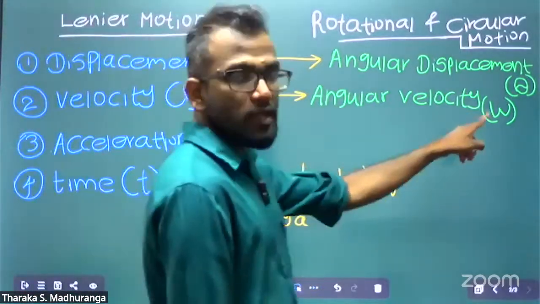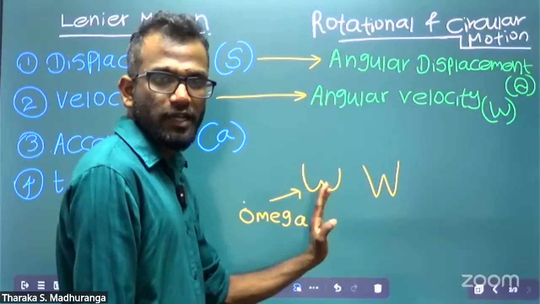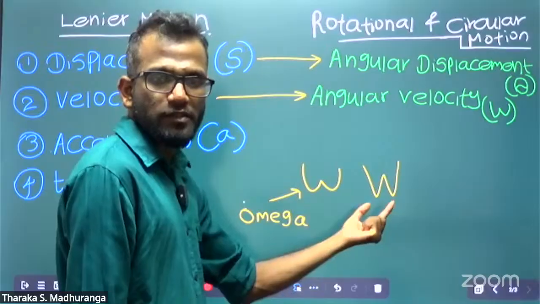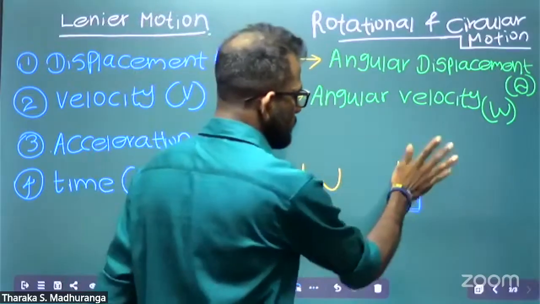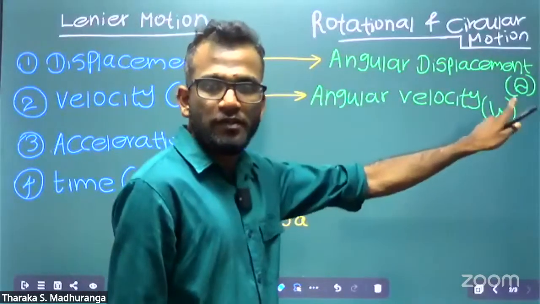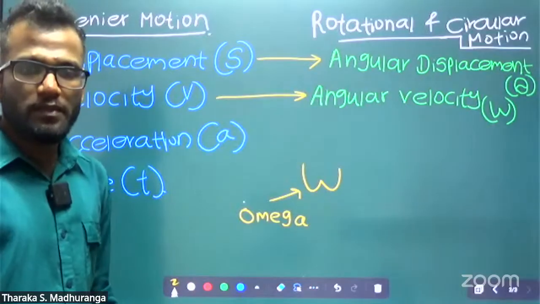This is not the W. Understand the difference. This is a W, and this is omega, a Greek letter. Omega is the symbol, the sign of the angular velocity.